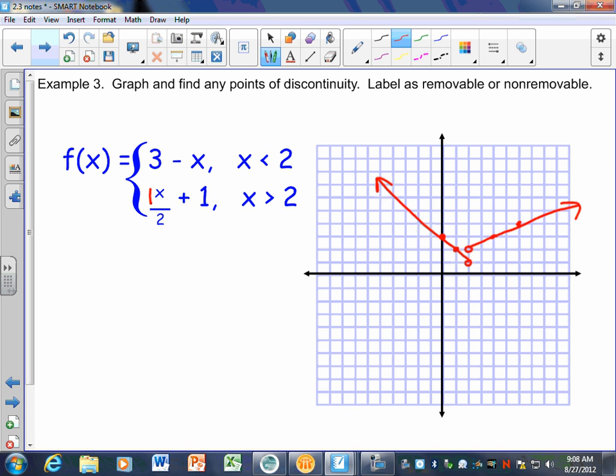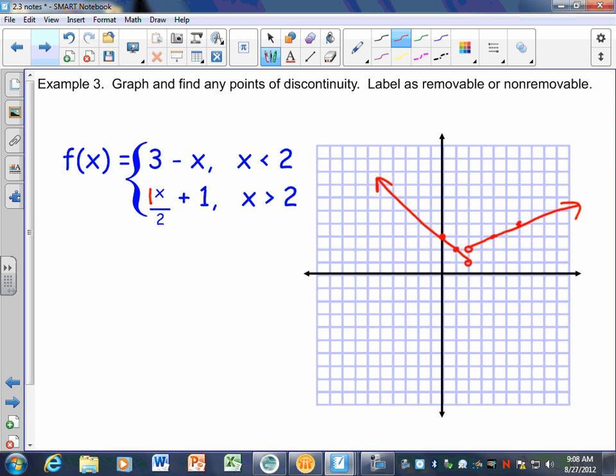But do you see how there's a gap here? Like there's a jump between this piece of the graph and this piece of the graph? It's not just that one dot that was above there. The only time it's removable is if it's just one hole in the graph, or one hole in the graph with one dot right above it or right below it. That's the only time that it's going to be removable.